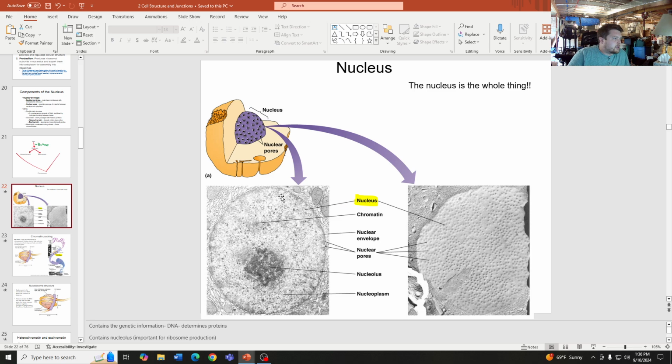There's our nucleus, nucleolus, nuclear envelope, and you can see the nuclear pores. They wouldn't have to identify this stuff. Here you can see the nuclear pores, all those little dots.